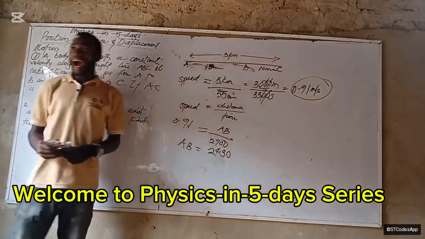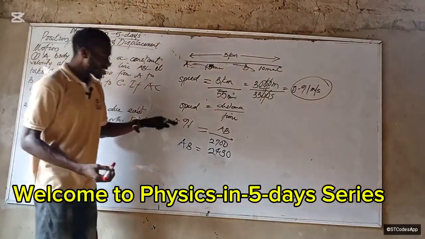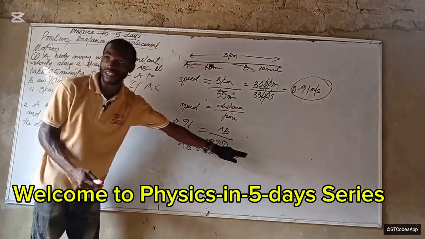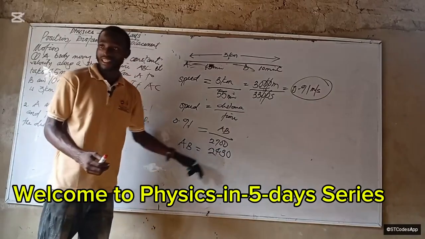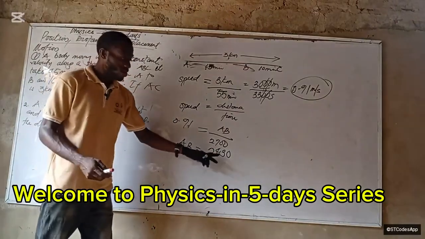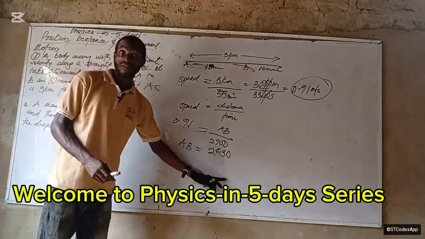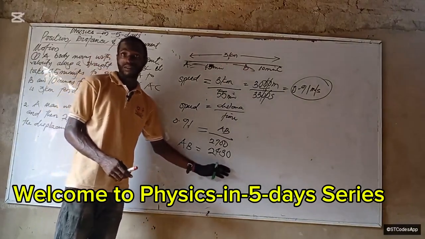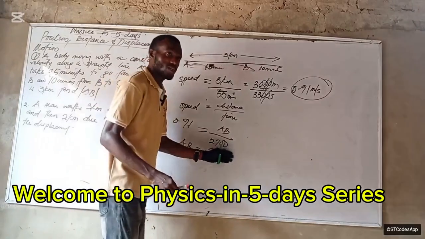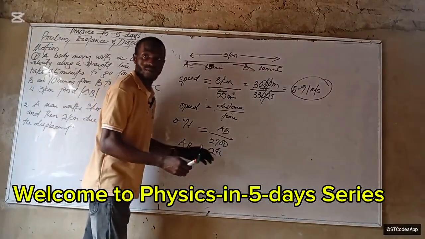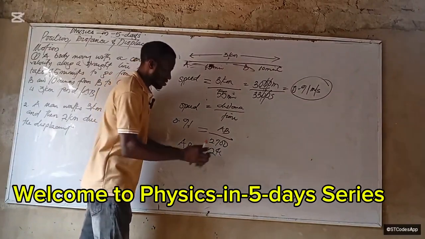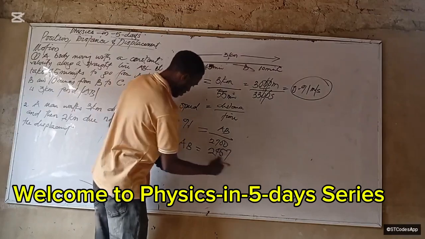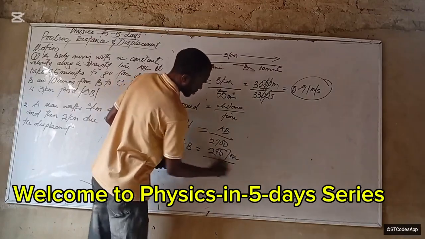What is this saying? 0.91 times 2,700. That's just more like 1 times this. It should give you something just less. 2,430. Is it 457? It's 247. 2,457 meters. Is that okay?